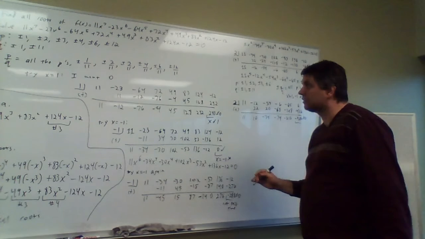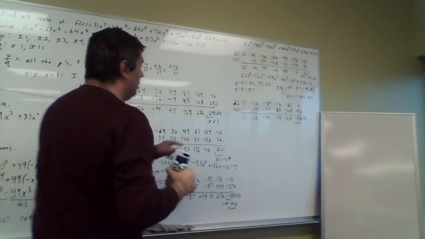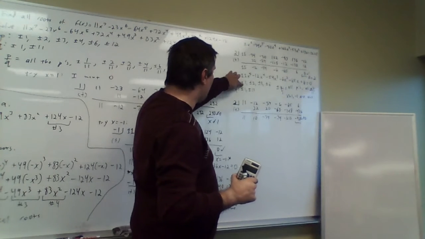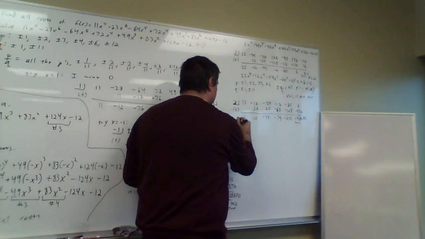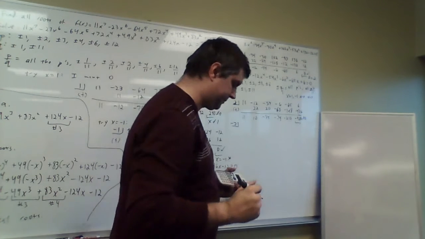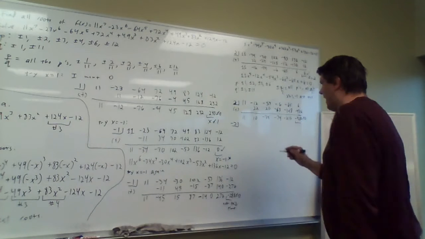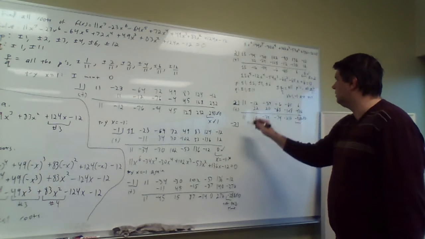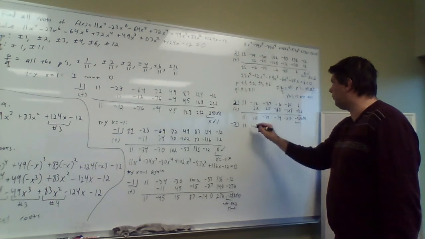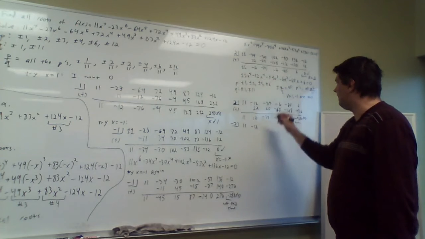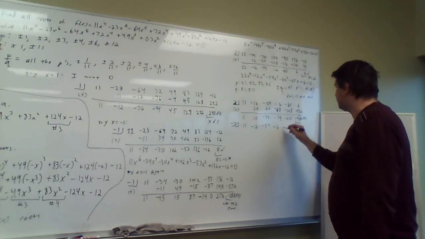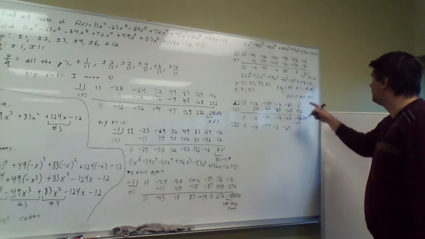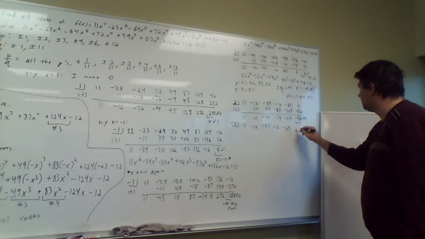So 1 and negative 1 are out. 2 stopped giving us 0, so now we'll try negative 2. Okay, so we have 11, negative 12, negative 54, negative 6, negative 65, and 6.